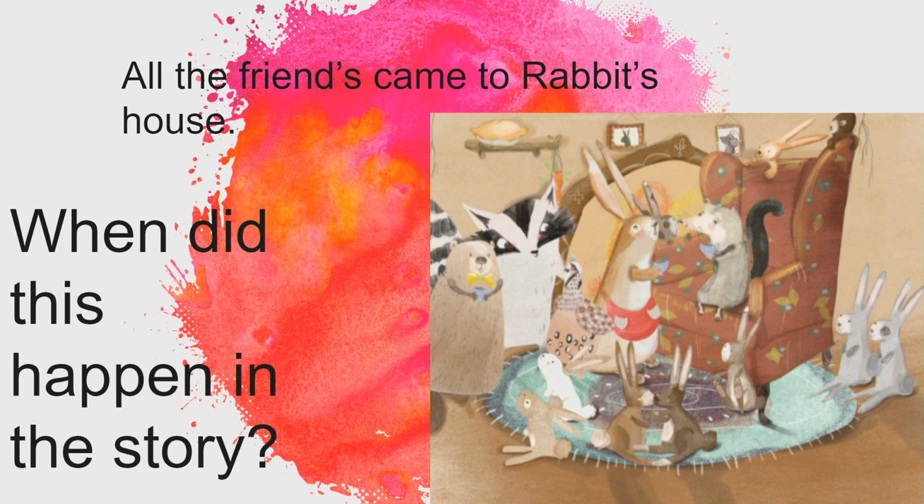All right, now all the friends came to Rabbit's house. Was that at the beginning, the middle, or the very end of the story? Think about it. Did all the friends come to Rabbit's house at the very beginning? No, because then Raccoon wouldn't have asked to go to their houses, right? Did they come at the very middle? No, because there was still more story. At the end, all the friends came to Rabbit's house. So first Raccoon came, which was kind of the end, and then at the very end, all the friends were at Rabbit's house. Y'all are doing excellent.